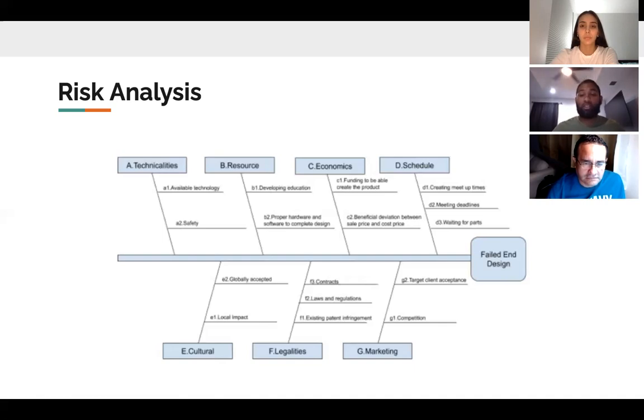Is our target client going to accept the design at the end? All of these, if we can't finalize and mitigate all these issues, it can ultimately end in a failed design. So the best thing to do as you build your risk analysis is to make sure that you have more benefits than cons. And if you do have cons, can you mitigate those issues so that you can look past them and continue on with your project? If you can't, then the best thing to do is to step up to something else or change the idea.